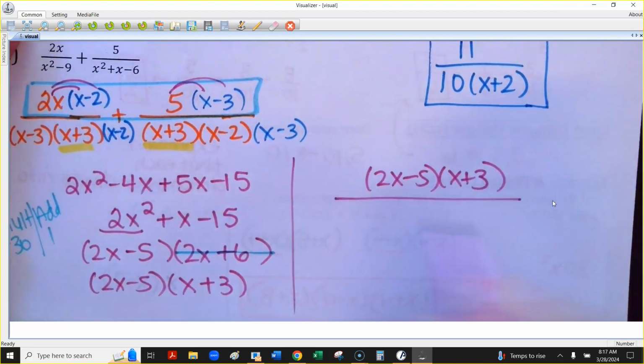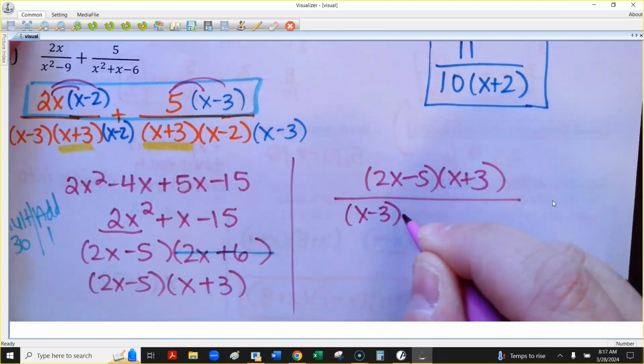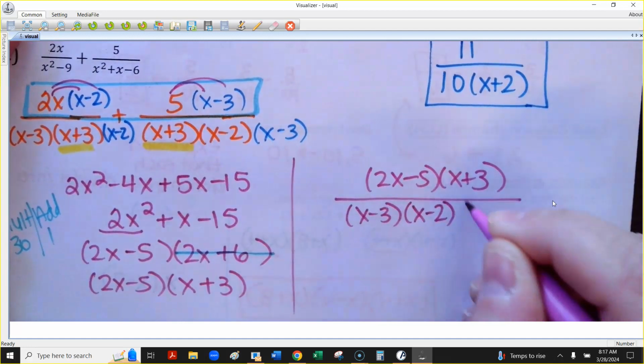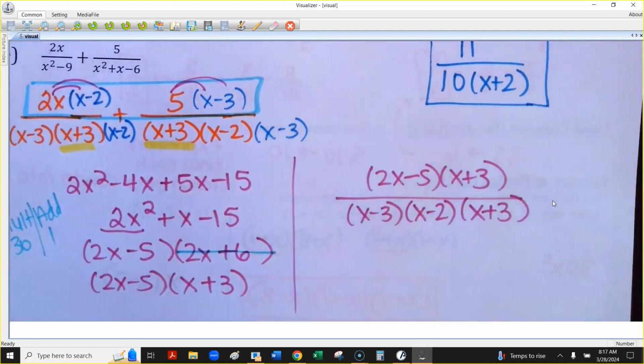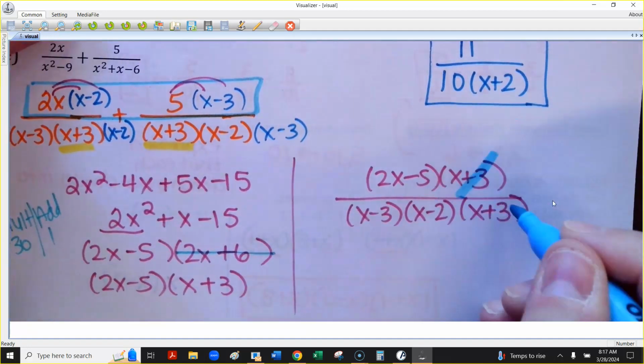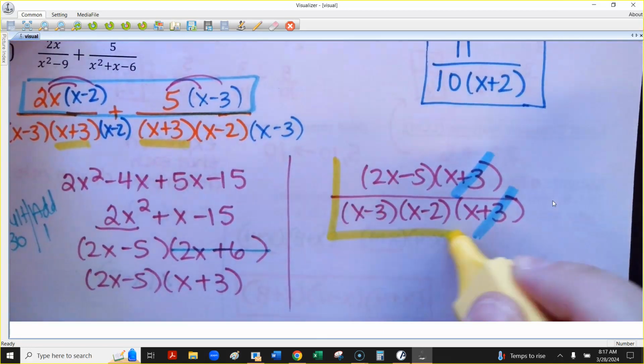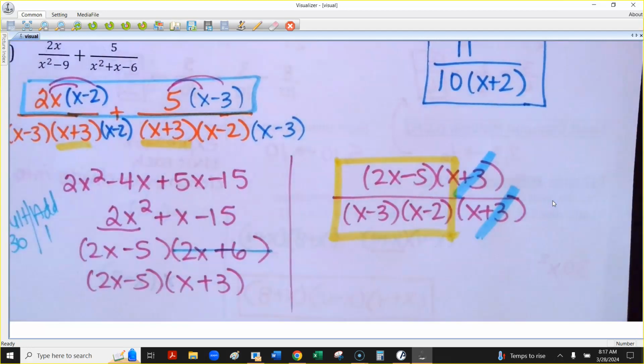The denominator, I'm going to write the common denominator here. So we had x minus 3, x minus 2, and x plus 3. Those don't have to come in a particular order. I wrote them in that particular order so I could cross the x plus 3's off that match, and then I'm just going to circle my answer. So what's left, we're just going to leave it in factored form. You'd have the 2x minus 5 on the top, and then x minus 3, x minus 2 on the bottom. Is anybody having a question? Okay, good.